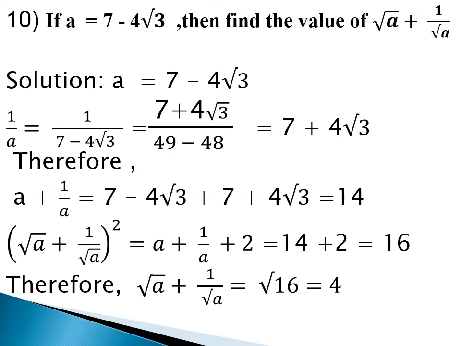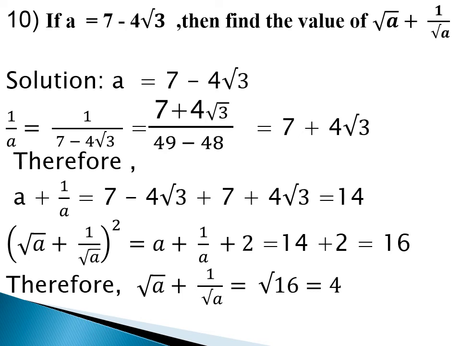So taking the square root on both the sides, we will get root a plus 1 by root a equal to 4. Okay, I repeat the steps once again. a equal to 7 minus 4 root 3, and we should find root a plus 1 by root a. So a is given as 7 minus 4 root 3. What is the second step? We should calculate what is 1 by a. We will get 7 plus 4 root 3.